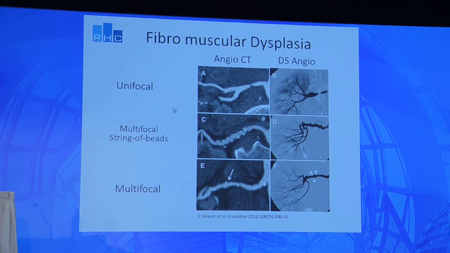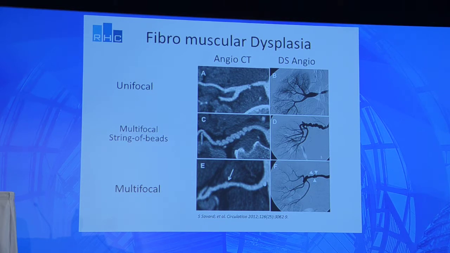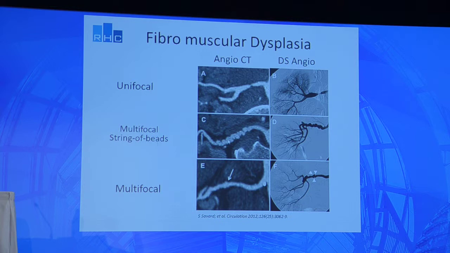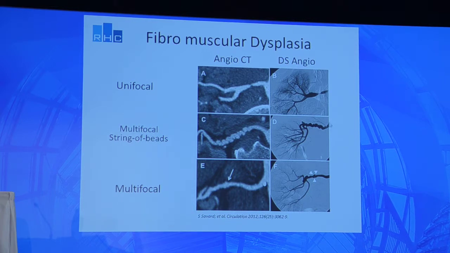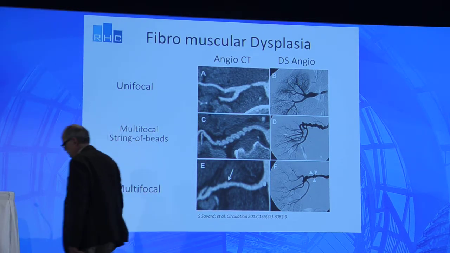You see that when it's unifocal FMD, you can see very nicely the stenosis. You can probably also give quantification of the stenosis. When it's multifocal, a string of beads, you can see it clearly on both modalities. This is the angio, which is obviously the gold standard, but it's very difficult to assess the stenosis, and I will comment a little more on that later.